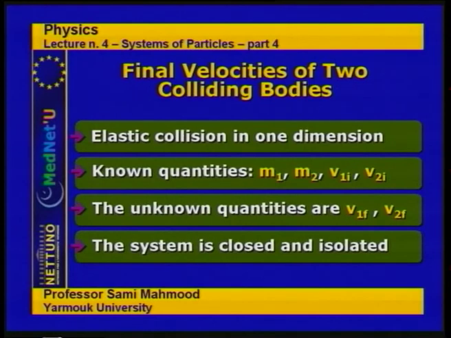We assume that the system is closed and isolated, which means that no additional mass is added to the system. The mass of each particle is constant, and no mass leaves the system. So the mass of the system is conserved during the collision and after the collision. And the system is isolated in the sense that no external forces act on this system of two colliding particles. So this is the setting of our problem.